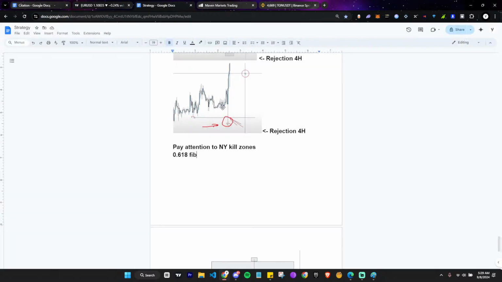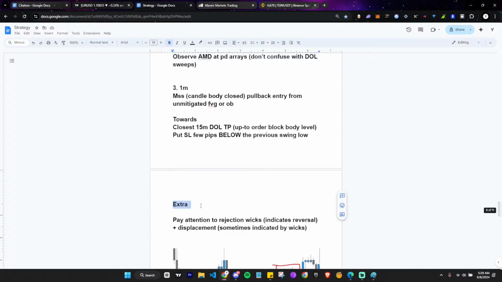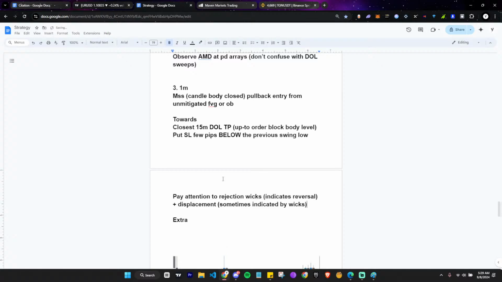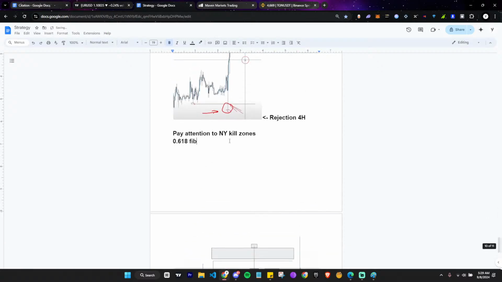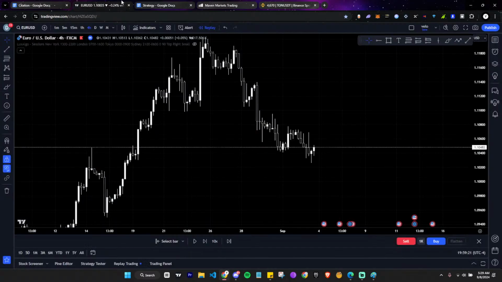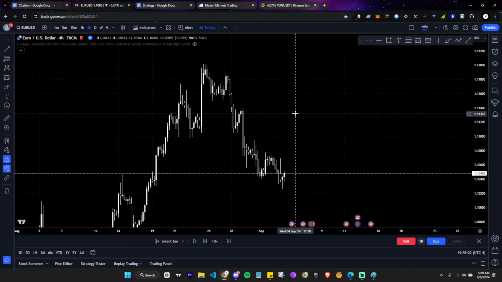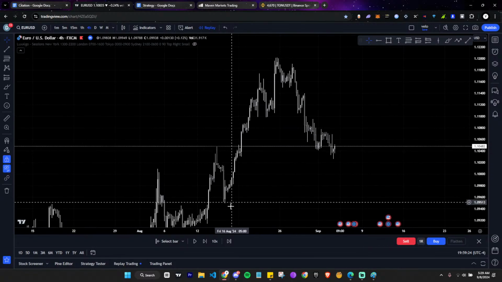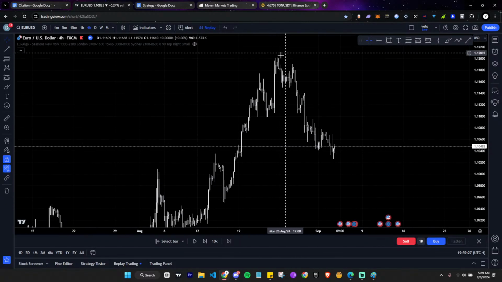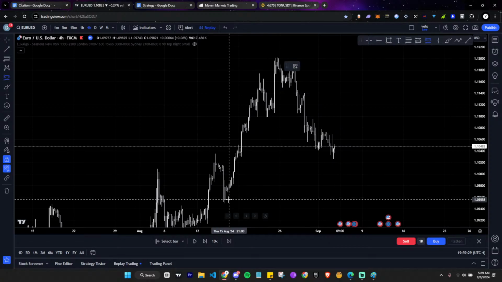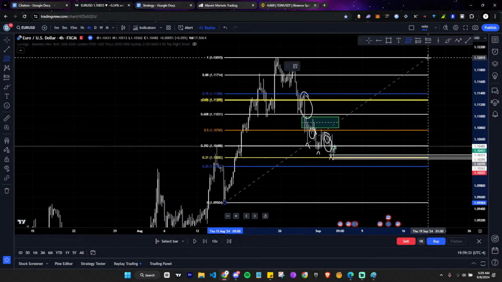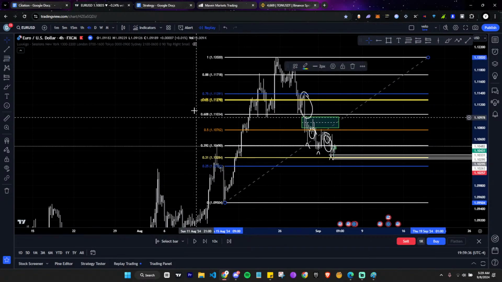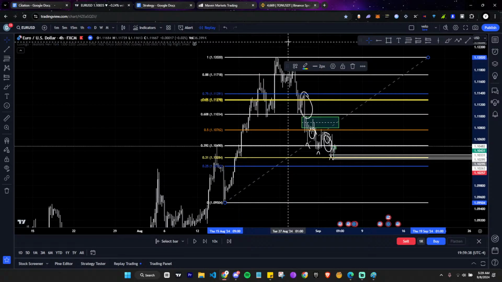0.618 fib. Now this is an extra. Okay, this is an extra. You don't really need to know exactly, but yes, if you look at this swing, this previous leg, you want to draw this fib from the swing low to the swing high of that specific leg. Okay, this leg of price action.